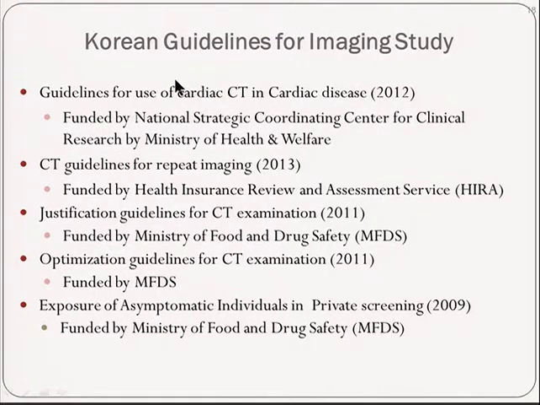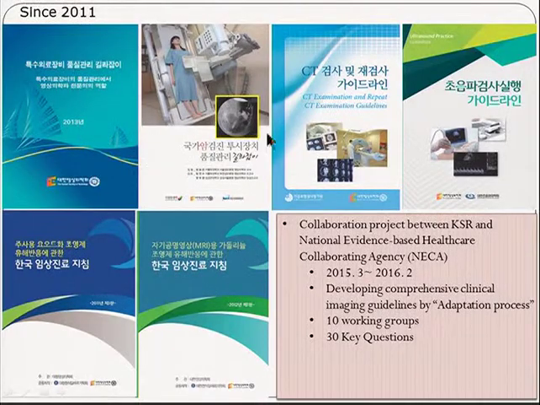In these subcommittees, they have many activities on guidelines for imaging studies of various organs, including guidelines for use of cardiac CT, CT guidelines for repeated imaging, a justification guideline for CT examinations, an optimization guideline for CT examinations, and exposure of asymptomatic individuals in private screening. These are the syllabus of the guidelines. I'm sorry, there are many Korean letters, but we have provided many guidelines to hospitals and other people.